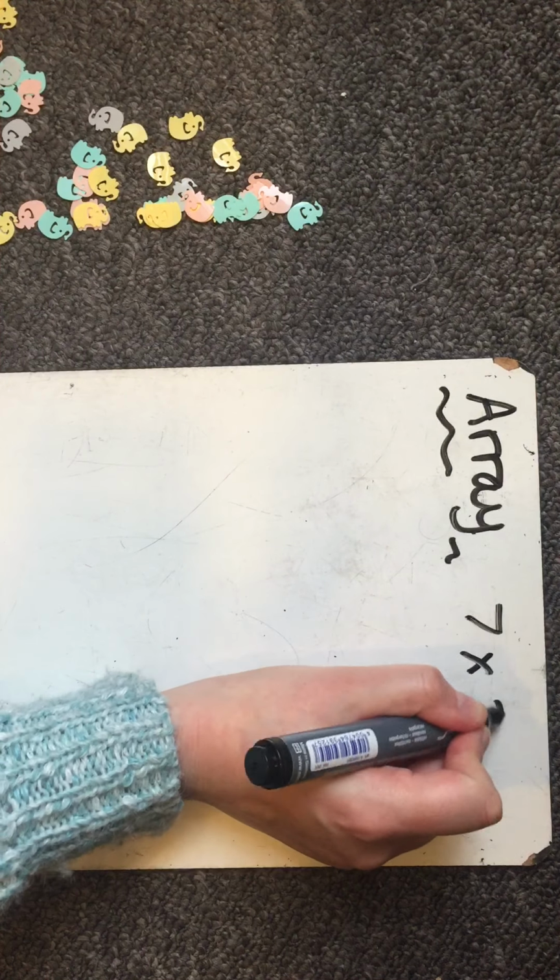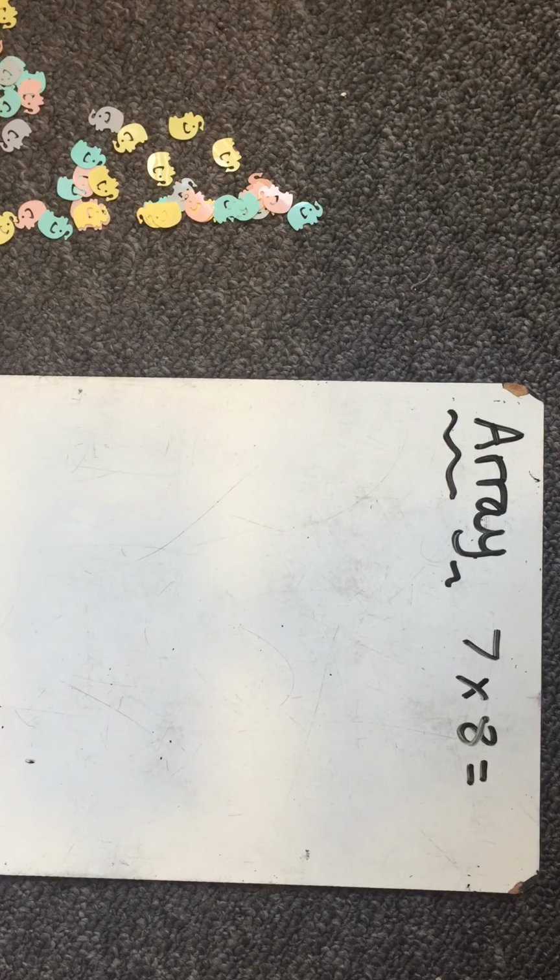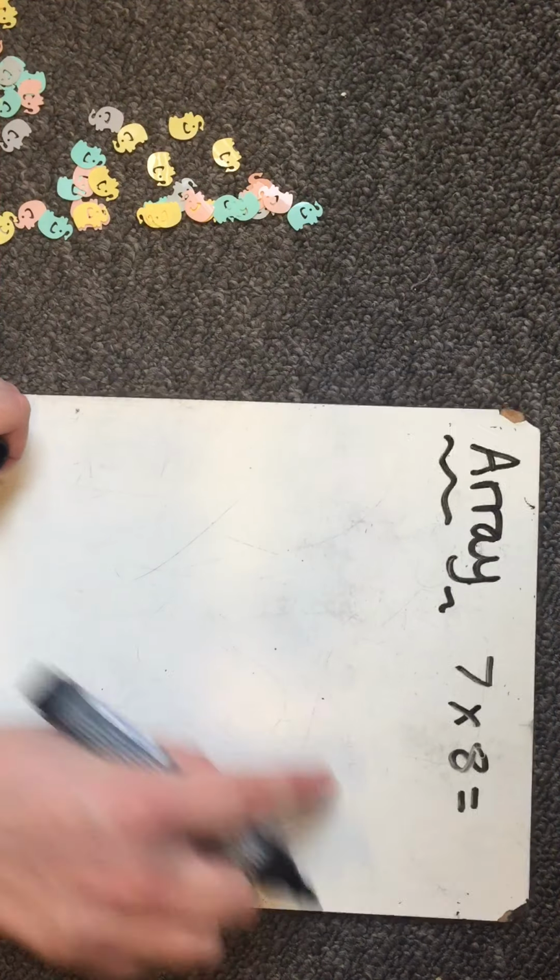7 times 8, same as. Pause the video. Can you make or draw an array to show 7 times 8? Once you've done that, unpause the video. Oh my goodness, you're going to make me draw so much today. So 7 rows of 8.